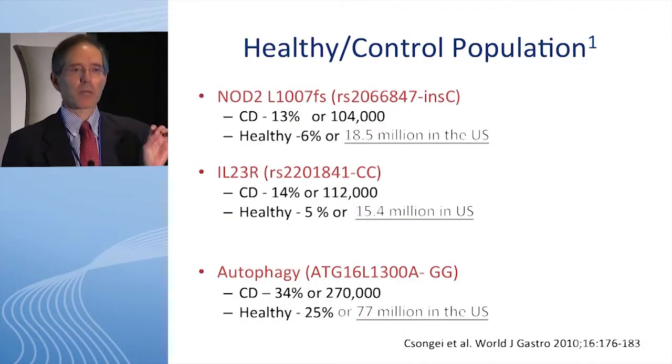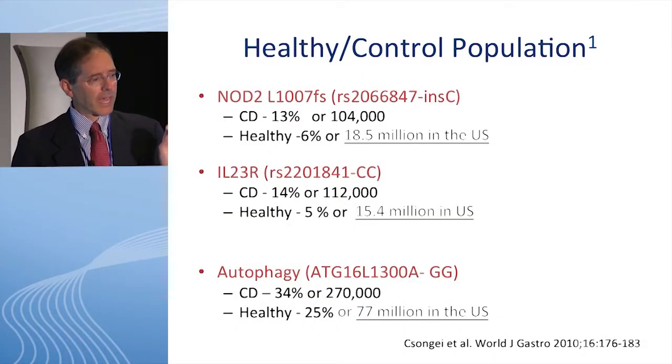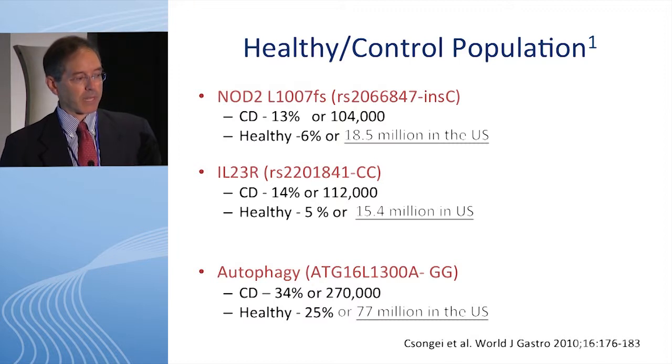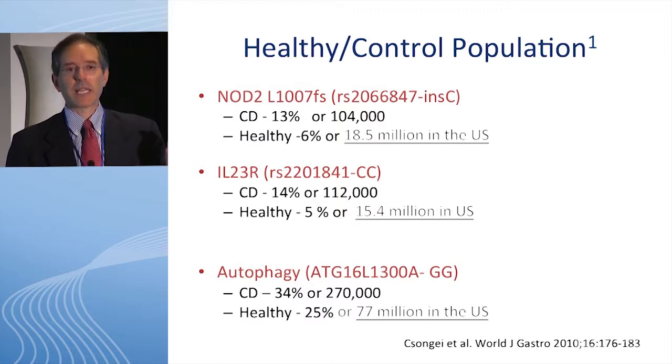So when we look at a healthy control population, and we look at the most common NOD2 variant, it's perhaps, at least in this one reference population, roughly around 13% of the Crohn's disease population, and maybe about 6% in this particular reference range in the general US population. So maybe about 18.5 million Americans. So clearly an important risk factor, but not an explanation of why someone gets the disease. And when we look at IL-23 receptor, it's perhaps similar kinds of numbers.